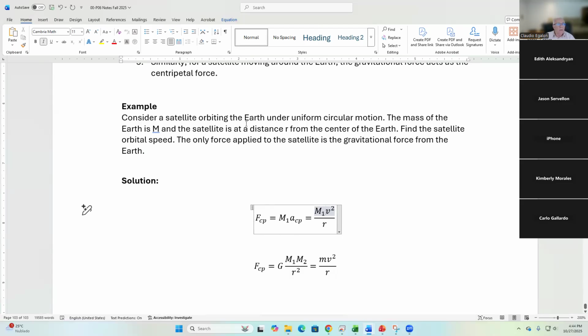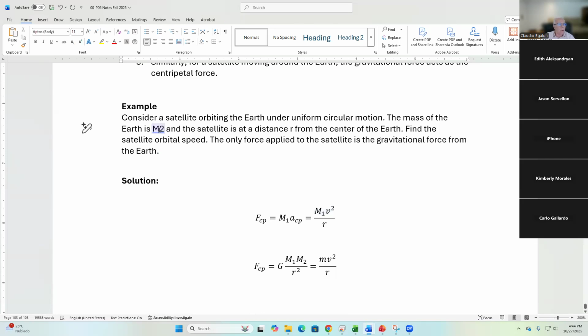Let's see. Consider a satellite orbiting. The mass of the Earth is M2, and the satellite is a distance r from the center of the planet.